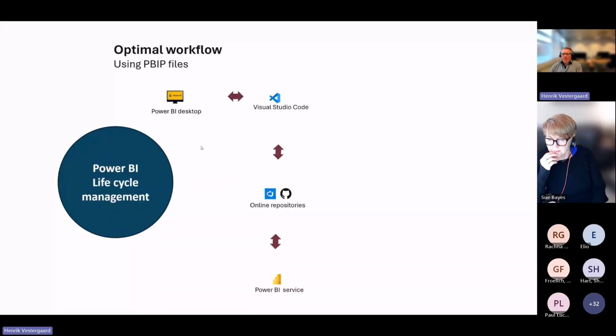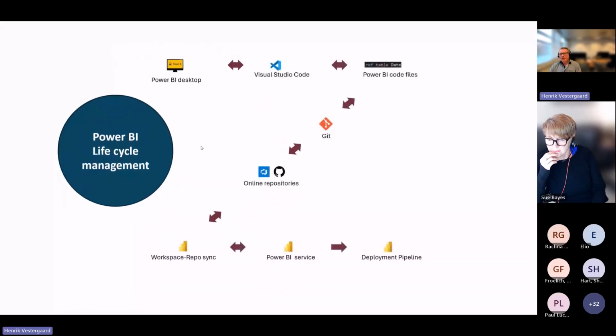But how do we get to that? Because that looks simple, but there's a lot of steps on the way. So you'll have to learn something about code files. You have to look at the Power BI report as code. And you have to learn Git, which is a beast. There's a lot of learning. There's online repositories. There's also a lot of learning. Here it becomes a bit easier.